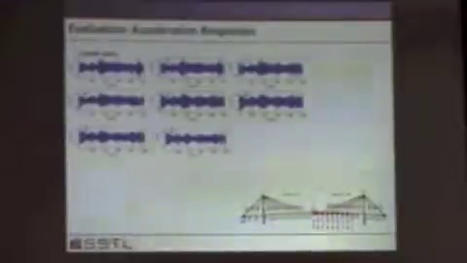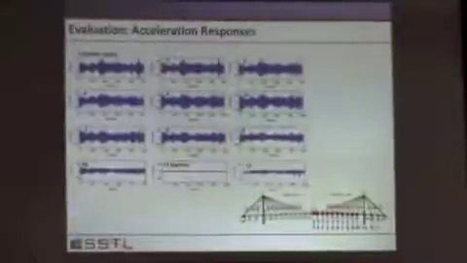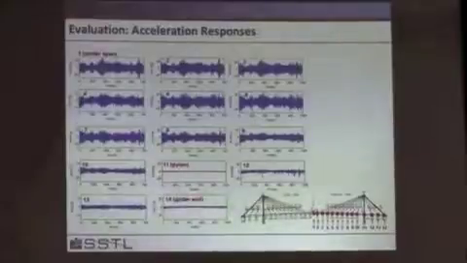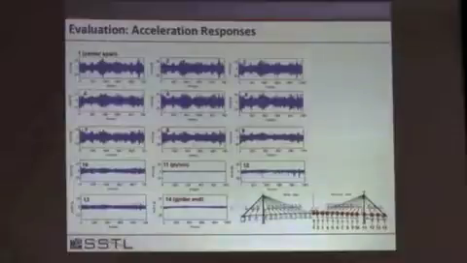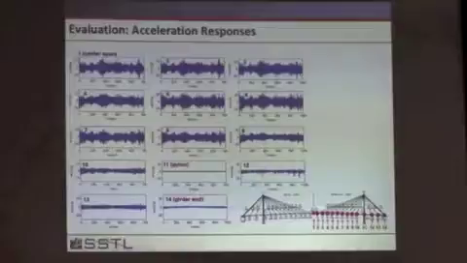Now, these are some of the accelerations that we measured. Now, I showed you this DLV method before that we implemented for the truss structure. But this is not a truss structure. So what's important for this type of a structure?